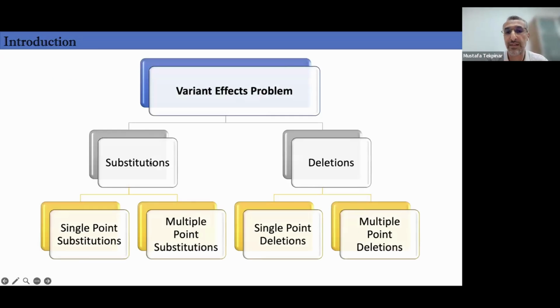Okay, since this is a variant effect seminar, I don't think I have to introduce the problem, but I will just talk about the part that I will touch basically. In this talk, I will talk about substitutions, and I will divide them into two groups, like single point substitutions and multiple point substitutions. And then I will talk about predicting deletion effects with our algorithm. Again, I will divide the deletion effects also into two groups, like single point deletions versus multiple point deletions.